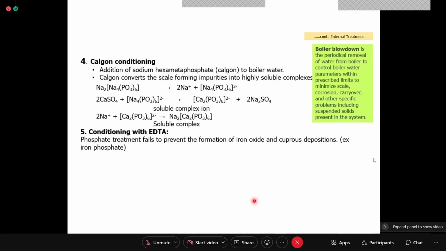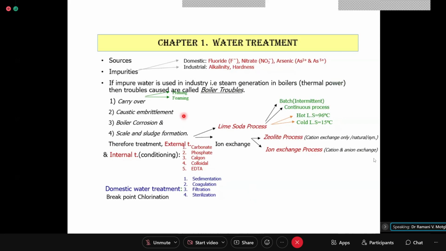So, things are clear? Okay. Now, before we close today, what things do we have? We started with this slide where impurities, fluoride, nitrate, arsenic in drinking water, and alkalinity and hardness in industrial water, how to determine them, and their causes and effects, we have seen. Removal also we have seen. Then, if you use impure water in a boiler for steam generation, there are certain troubles caused to the boiler: carryover, caustic embrittlement, corrosion, and scale and sludge formation.